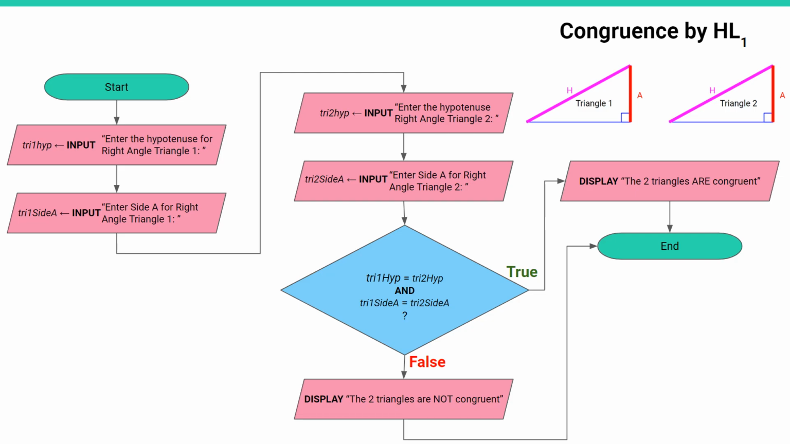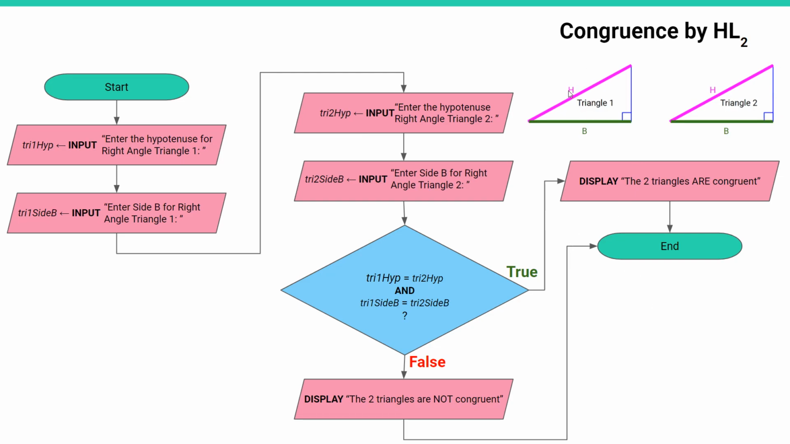We have congruence using the hypotenuse length rule. And here we only need 2 pieces of information for each triangle because we already know that it's a right angle triangle. So one of the angles is already given to us in that sense. So we have 2 pieces of information for triangle 1, the hypotenuse and side A. 2 pieces of information for triangle 2, the hypotenuse and side A. Check whether they're both equal, and if they are, they're congruent.